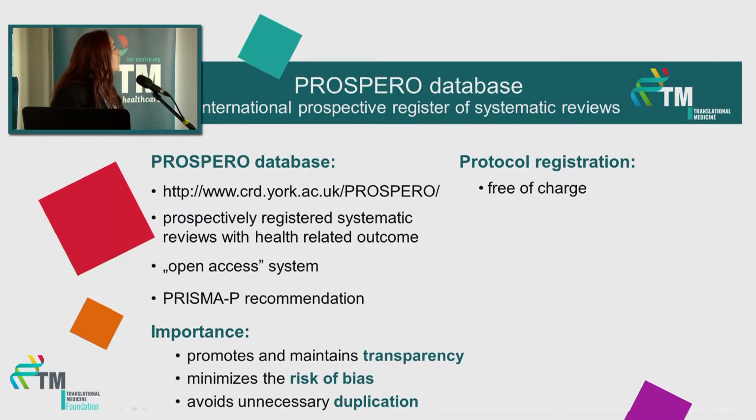Okay, so the registration is free of charge. It should be in English. Maybe you can also attach some Hungarian or German or other sources if you want, but basically it is in English. And you will get, after registration, a unique citable registration number that you can put in your article.